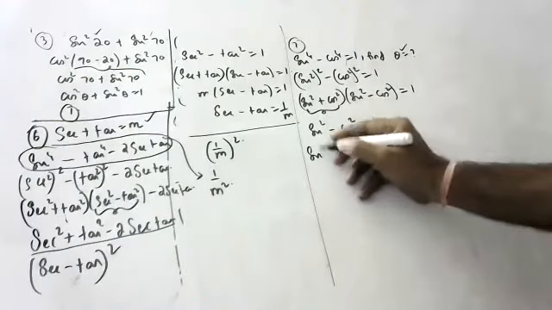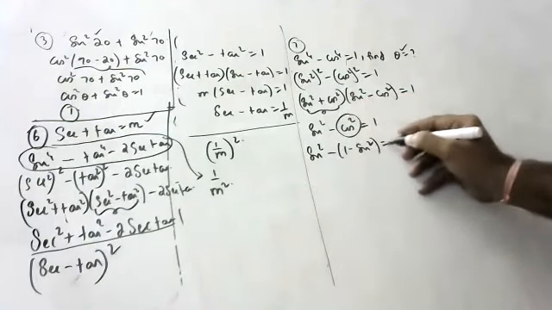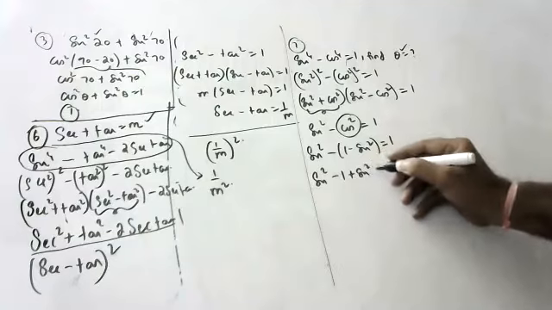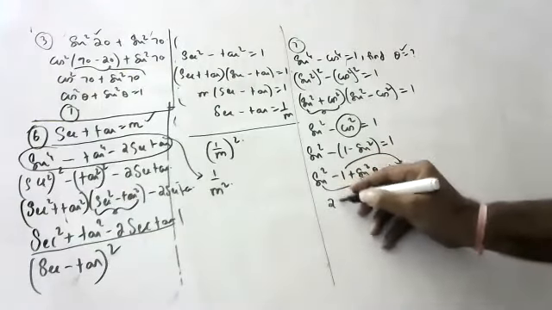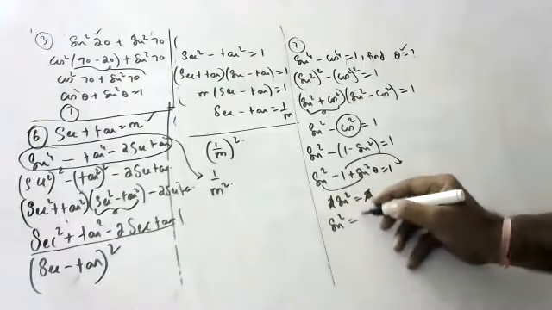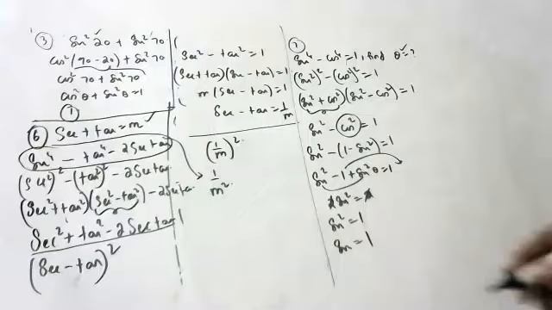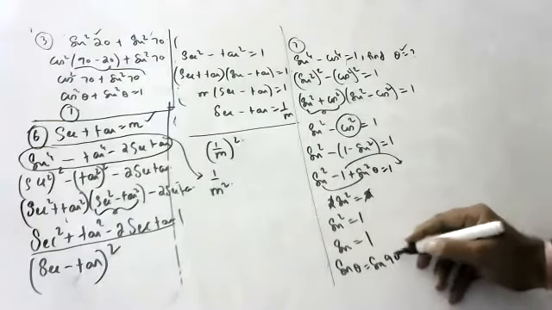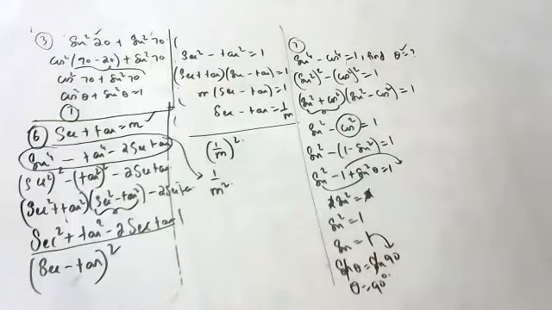Srija, can we write cos square as 1 minus sine square? Yes, sir. Sine square minus 1 plus sine square equals 1, so 2 sine square equals 1. Sine theta is equal to sine 90. So what is the angle, children? Theta is equal to 90 degrees.